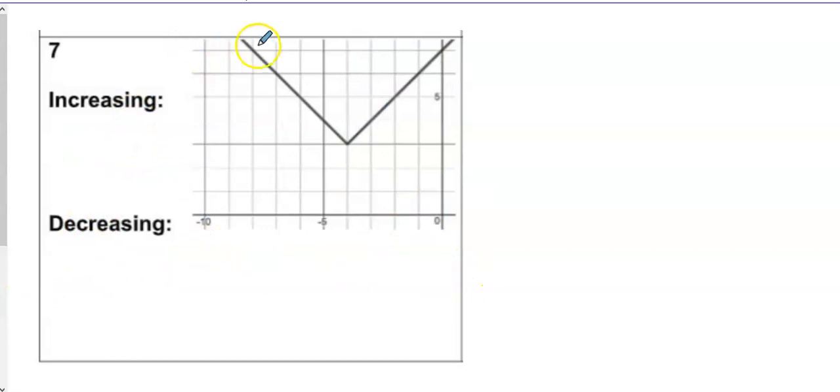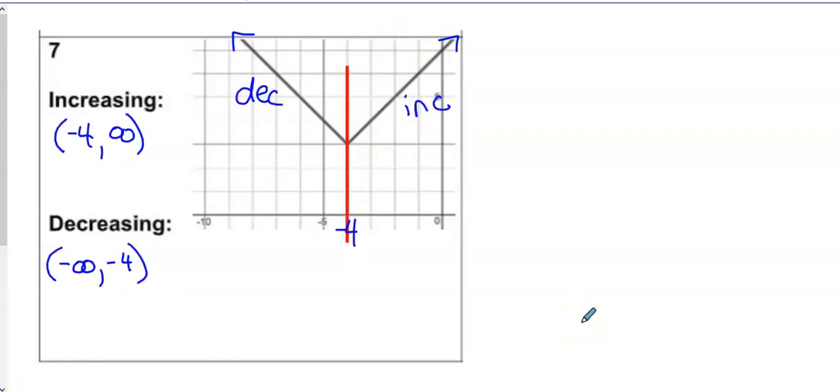Okay, let's look at number 7. I want you to pause the video and try this one. So this is what you should have gotten. On the left side, it was decreasing, going from negative infinity to negative 4. This is negative 4 on the x-axis. Here's the x-axis down here. And then on the right side, it was increasing, and it went from negative 4 to positive infinity.